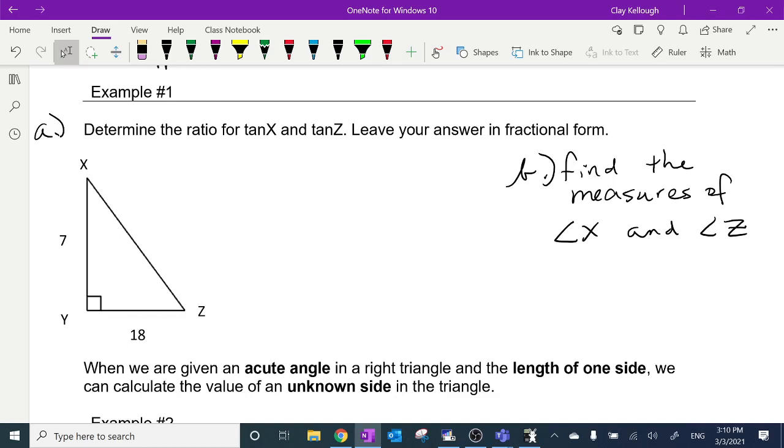But then I added something to it. I added a part b that says, find the measures of angle x and angle z. There we go. So that's what we're going to do. We're going to take this to another level. Can you please add that? Write down what I wrote.